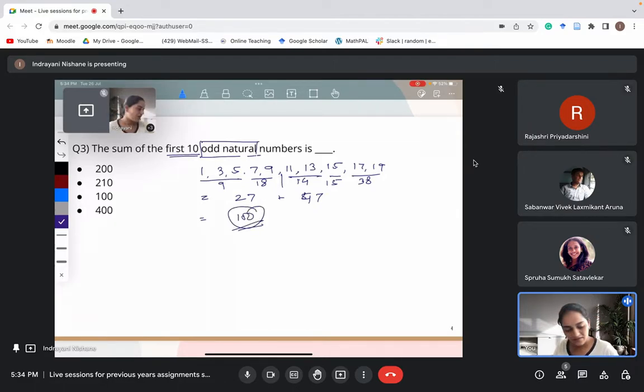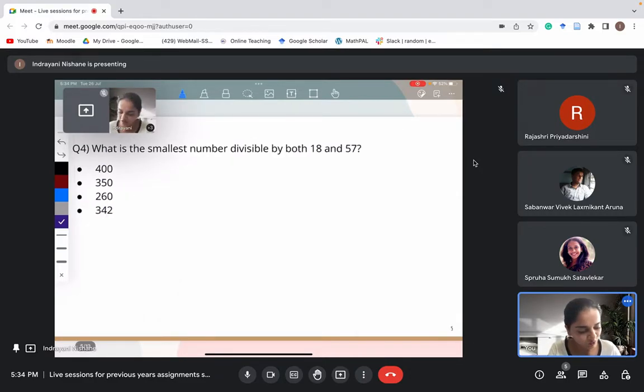So the answer is 100. Yeah. Let's move on to question number 4. What is the smallest number divisible by both 18 and 57?